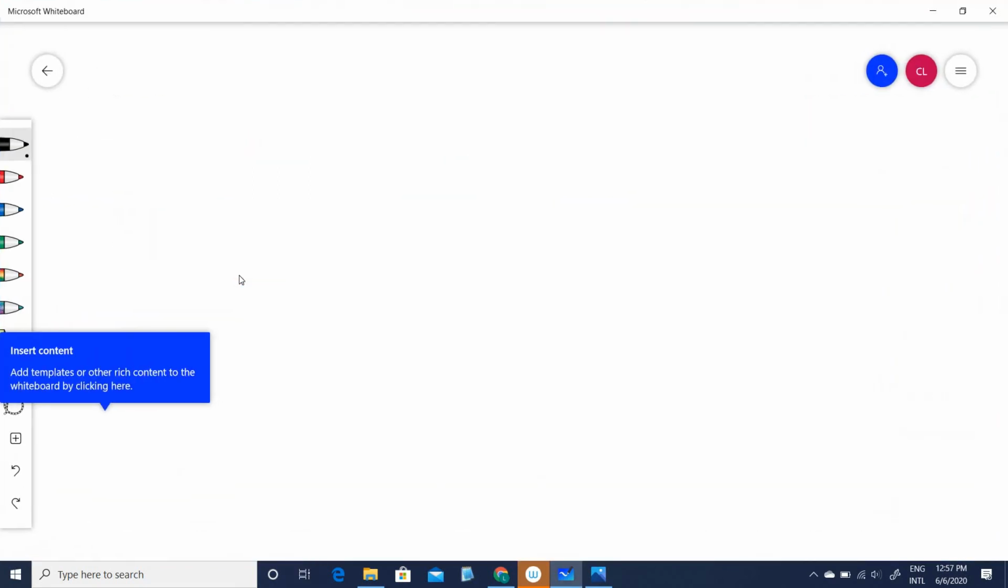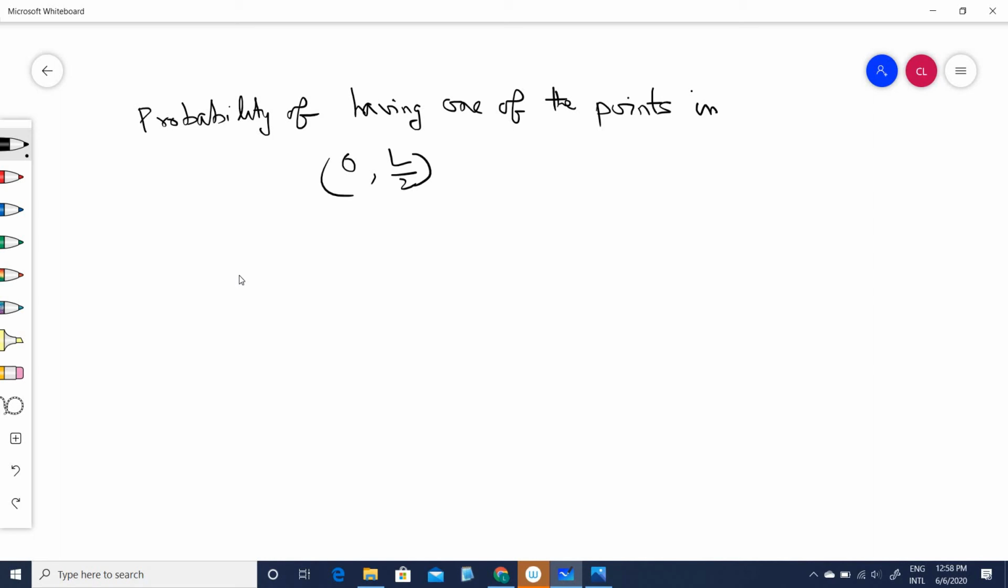This one. Okay. So what we realized is that the probability of having one of the points in 0, L by 2 and the other point in L by 2, L is 1/2. I calculated it. Now we don't know which is which, but this is a necessary condition.